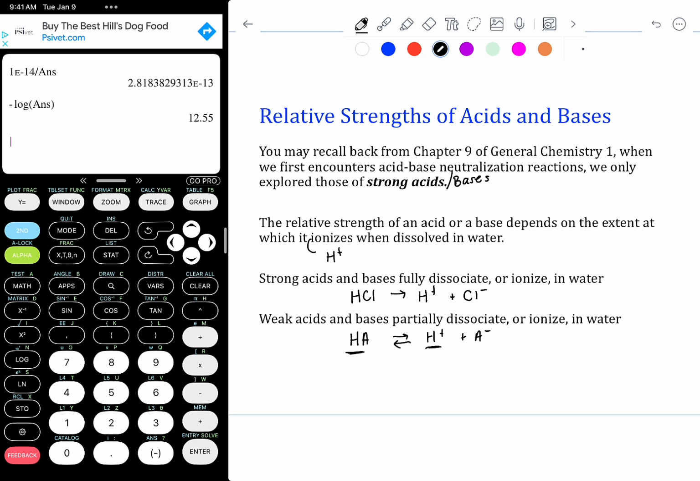So we're going to talk about strong acids today, but we are also going to discuss weak acids in a future lecture. So here we'll talk about strong acids, and in our next lecture we'll talk about weak acids, along with strong bases and weak bases.